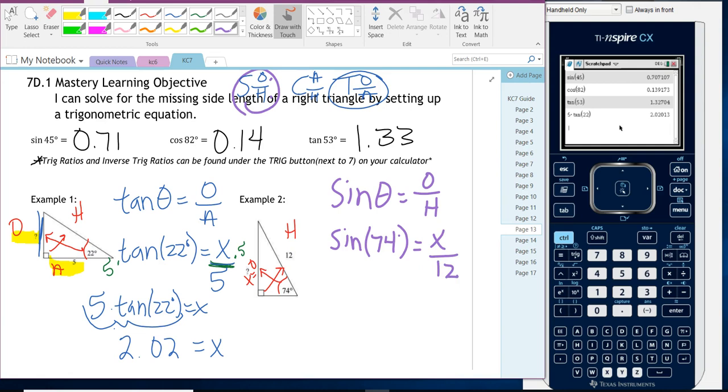So again, same idea. I want to isolate my x. That's my whole goal, is to find our missing variable. Right now I'm dividing by 12. The opposite of dividing by 12 is to multiply by 12. So multiplying by 12 is going to give me x equaling 12 times sine of 74.